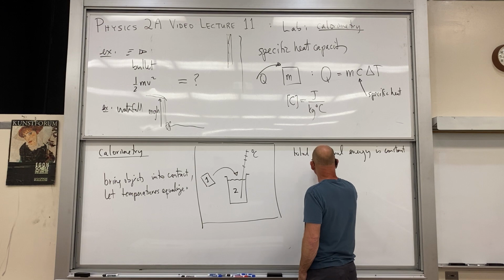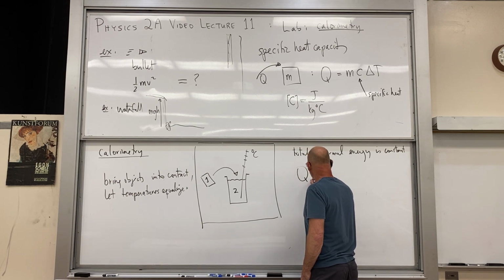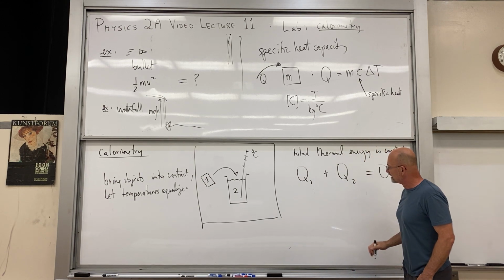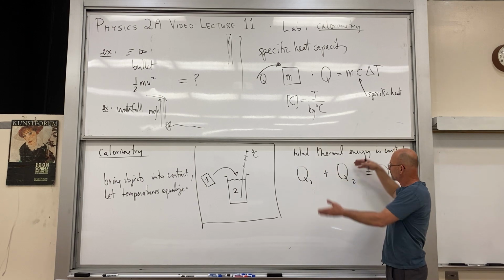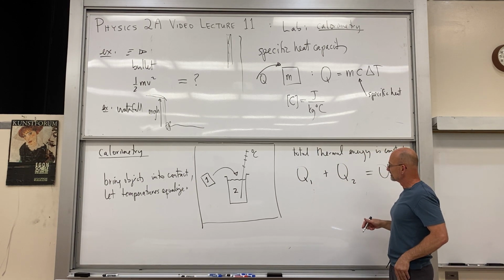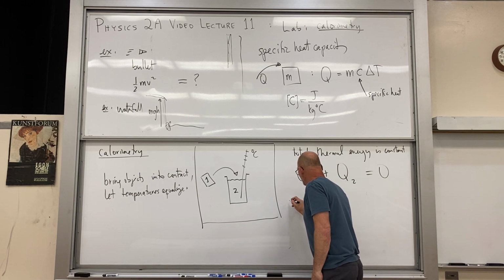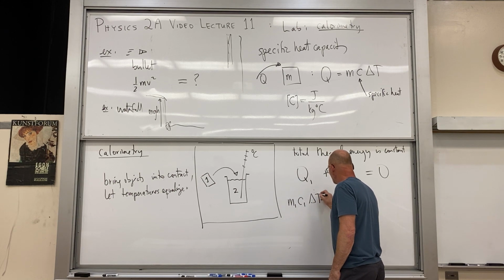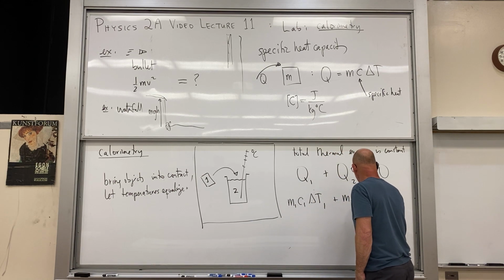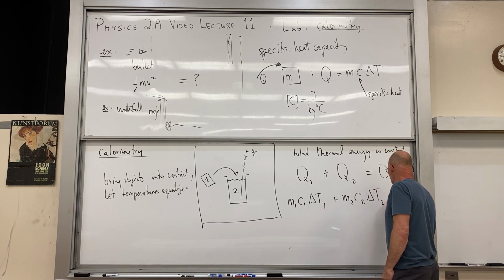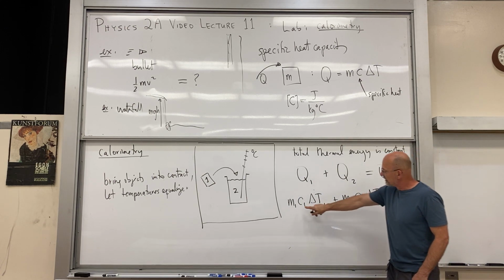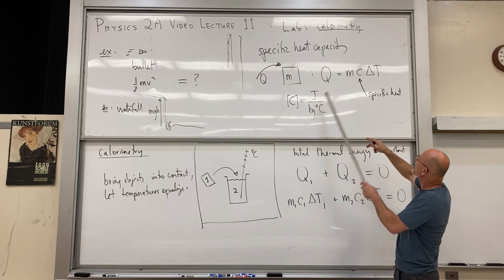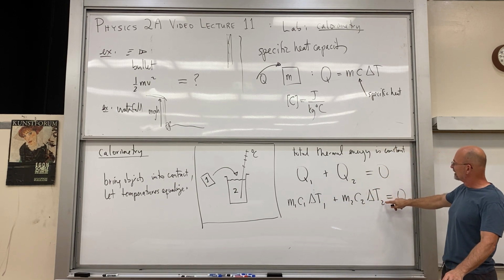Since the total energy is constant, then Q1, I'm just going to start with 2 objects, Q1 plus Q2 is equal to 0, because if this one increases, this one has a decrease. So our next step would be to say we have M sub 1, C sub 1, delta T sub 1, and we have M sub 2, C sub 2, delta T sub 2 is equal to 0, right? This was MC, change in temperature of one object. I got my definition right up here. MC delta T of the 2 object.